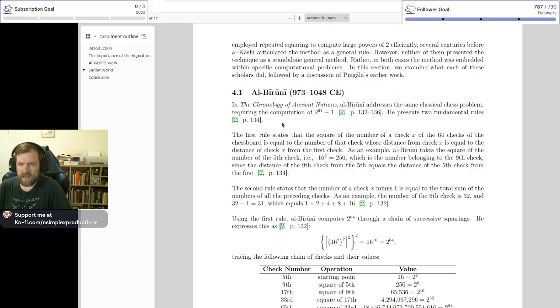The second rule states the number of a check x minus 1 is equal to the total sum of the numbers of all preceding checks. As an example, the number of the sixth check is 32, and 32 minus 1 is 31, so therefore that equals 1 plus 2 plus 4 plus 8 plus 16.